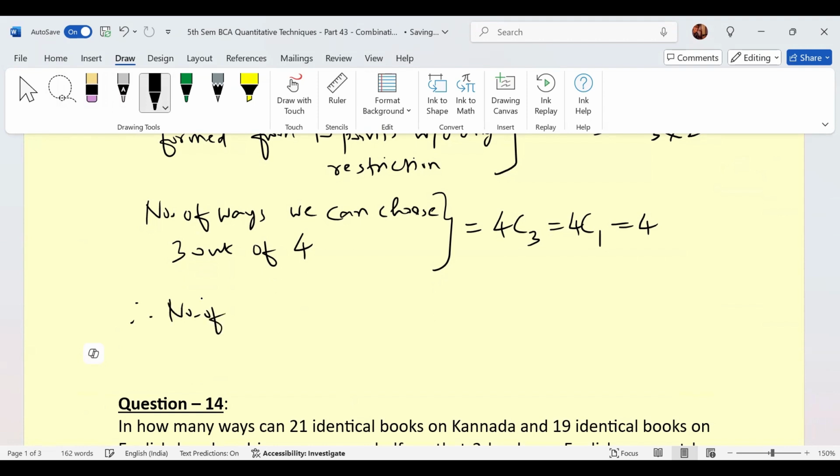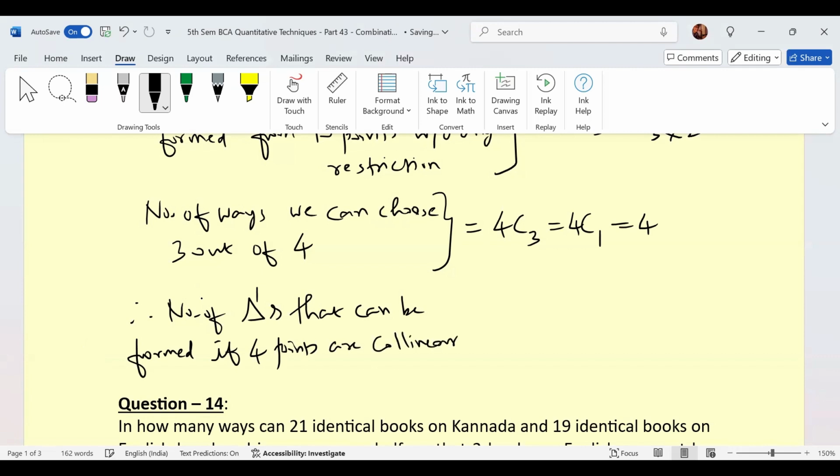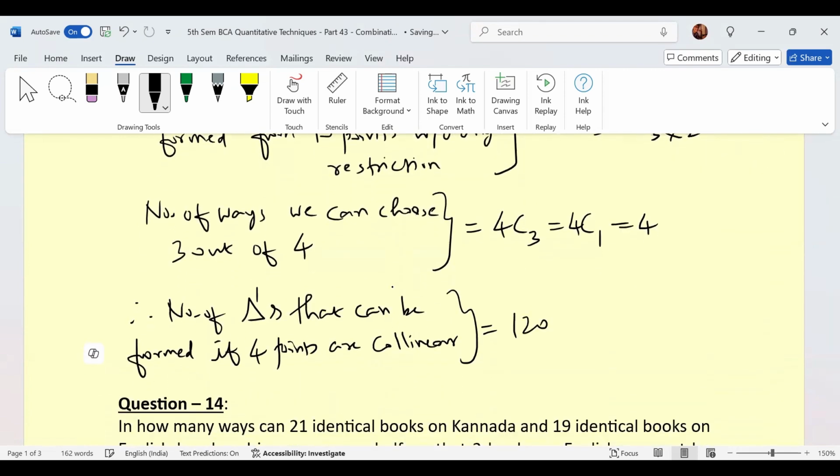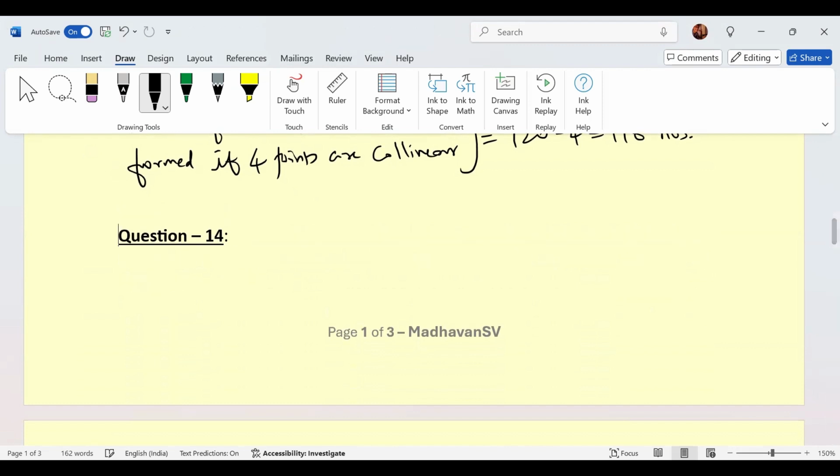So therefore, the number of triangles that can be formed if 4 points are collinear will be this 120 minus this 4. We get 116, means 116 triangles. That is the solution for this 13th question. Now let us move on to the next one. I will shift this to the next page.